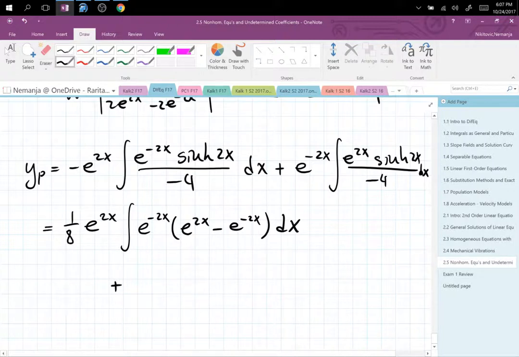Plus, if we get up to y_p, how much credit is that? I'm being serious. 20% on the exam too. 20% is better than 0. Yes, it is.